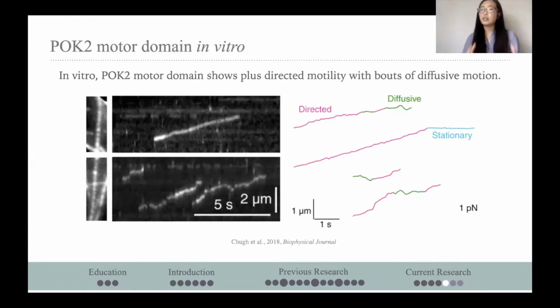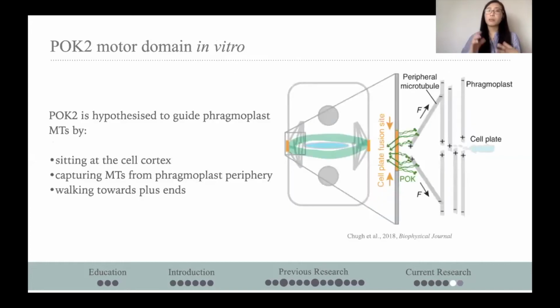Somebody already studied in vitro what this POC2 does. Here I wrote POC2 motor domain, which is a little bit complicated, and I'll talk about it later. Basically, they studied POC2 and found that it can walk on microtubules, in particular towards the plus ends of microtubules. With this information, they built a model to better understand how exactly POC2 arranges microtubules in the phragmoplast. Their hypothesis is that POC2 localizes to the edges of the cell. It sits there, captures microtubules coming out from the phragmoplast and walks towards the plus end. By walking towards the plus end, it helps to orient the microtubules in the phragmoplast. They think that's how it allows for phragmoplast orientation.